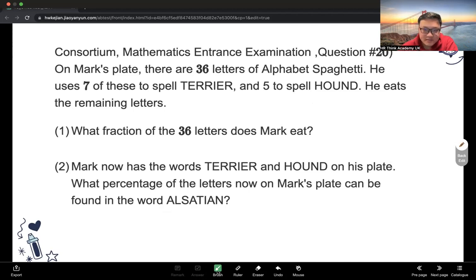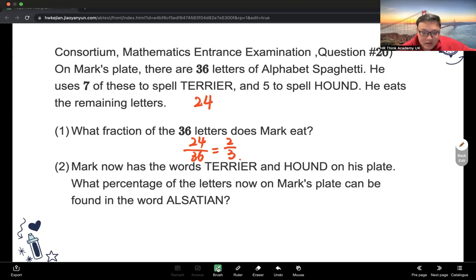24, that's right. Because 36, take away 7 and take away 5, basically you take away 12, and that equals 24. And what fraction of 36 letters does Mark eat? Then that will be 24 out of 36. And you have to simplify it. So for the numerator and denominator, you divide it by 12, and the answer equals 2/3.